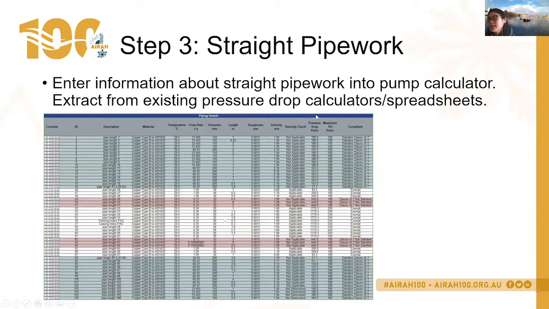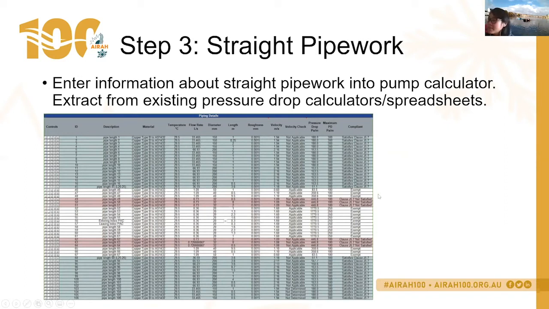So what the pump calculator will do for each line or each straight pipe work stretch is automatically calculate your velocity, and the velocity check just tells you whether it would be less than 0.7 meters per second at design flow. If it's less than 0.7 meters per second at design flow, then it says not applicable, so you don't need to comply with anything. It also automatically calculates the pressure drop associated with that stretch, and the maximum PD is just what the code says your maximum pressure drop can be. And then it will tell you whether you're compliant or not for each little stretch.